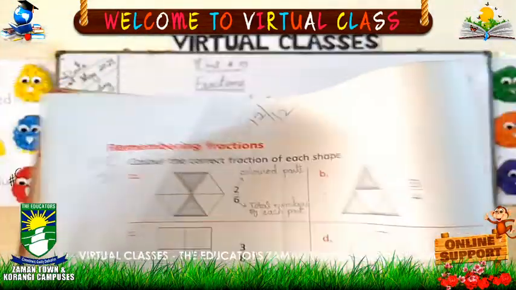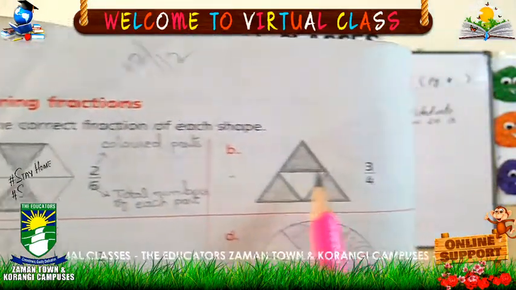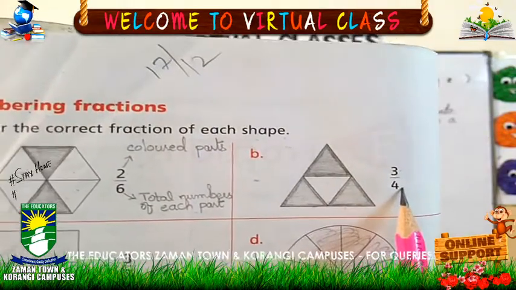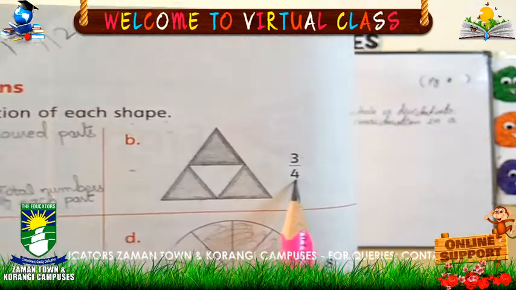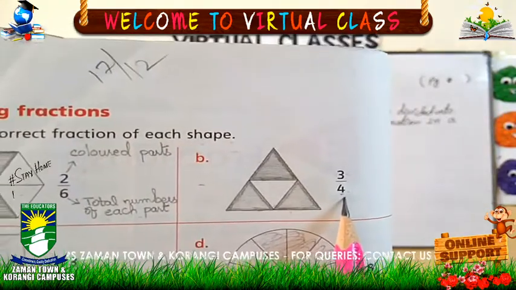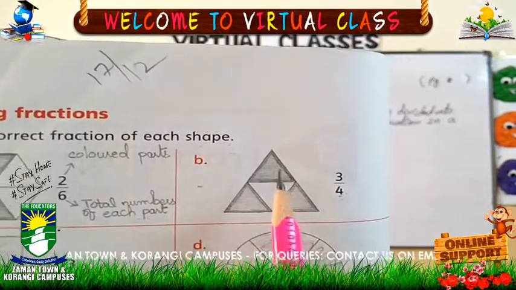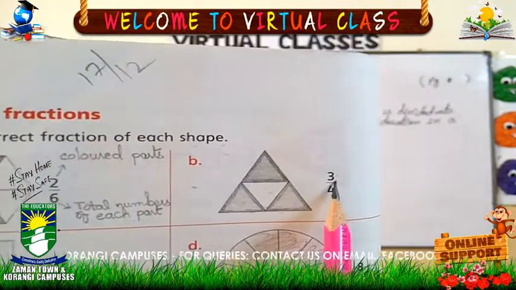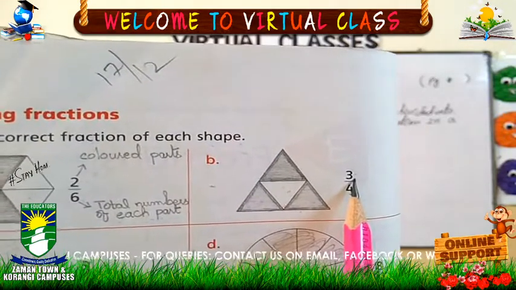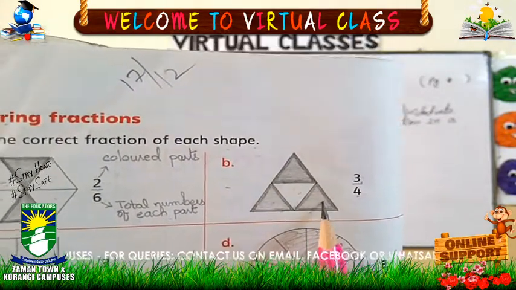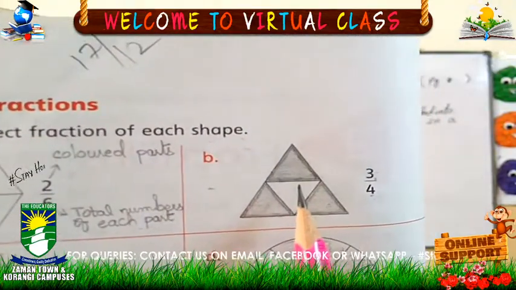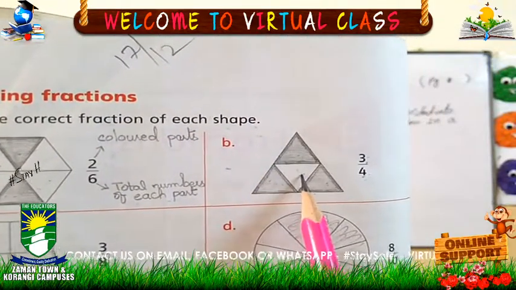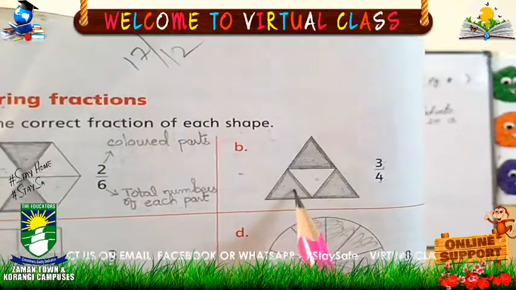Second part, second figure. Now look at here, this is your second figure. The answer is 3 by 4. Okay, here 4 is showing the total number of parts. This figure is divided into 1, 2, 3, 4. Okay, and 3 is showing the colored part. Mean to say you have to color 3 equal parts in this figure. Okay, you may color any 3. Okay, 1, 2, 3 or 1, 2, 3. Now come on here.